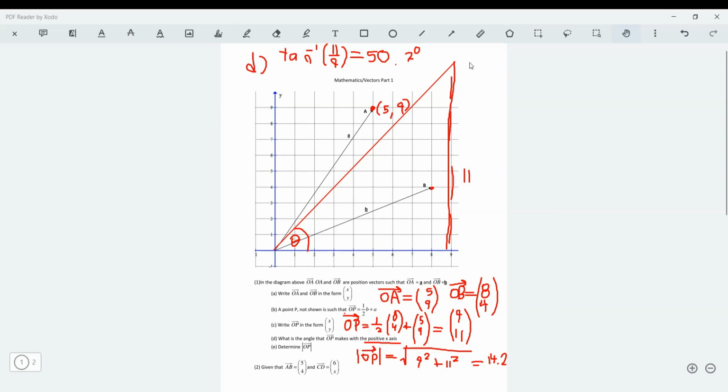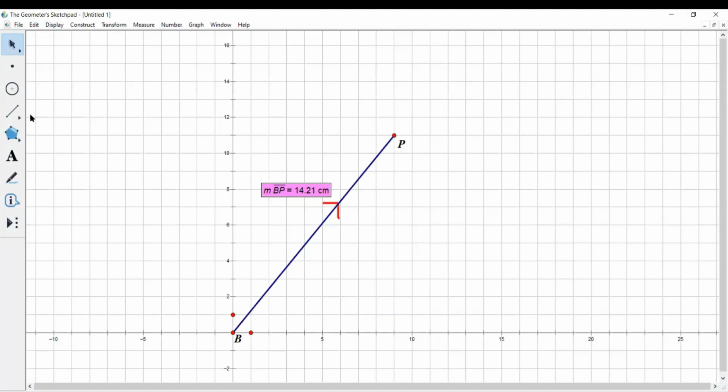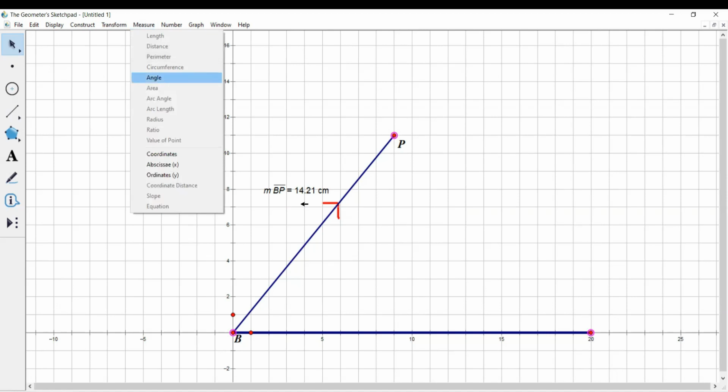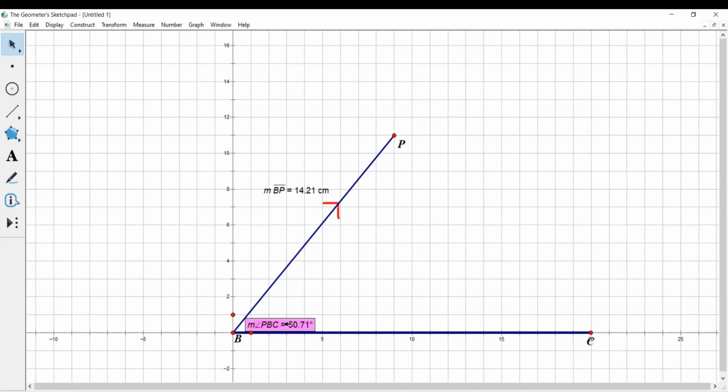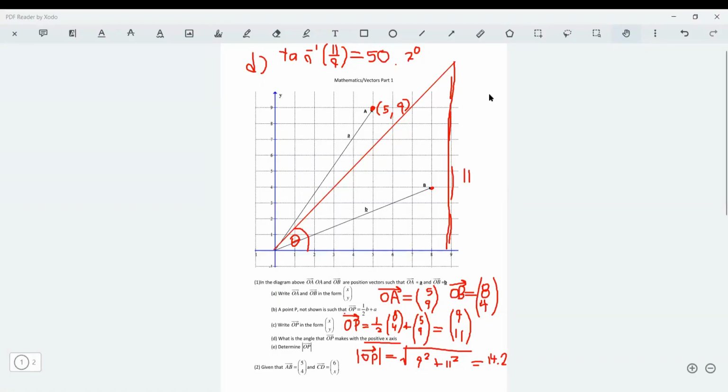Let's check it out on the graph right here. So now we want to find the angle. What I'm going to do is draw the positive x-axis. This is the positive x-axis. And I'm going to measure the angle between it and OP. So I go to Measure, Angle, and we get 50.71. See it there? 50.7 is that angle. All right, nice. So this is our answer, right? That's just for verification that we can say 50.7 is right.